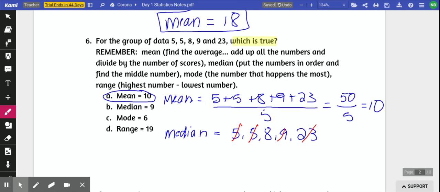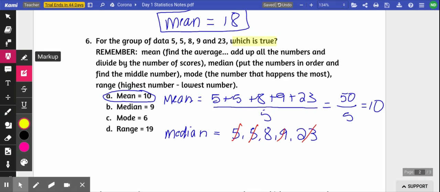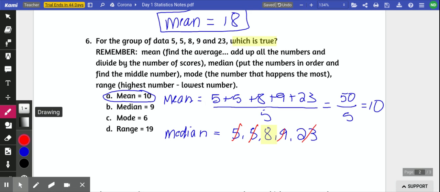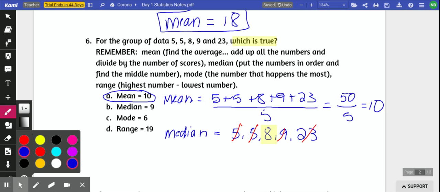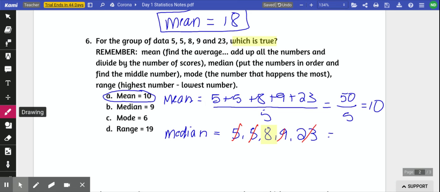So if you notice, again, I crossed out 2 numbers on the left and 2 numbers on the right, and I have 1 number in the center, which is what we want, which is 8. So my median of this set of data is 8. Now, if I look at choice B, it's saying the median is 9, so I know that's not true, so I know I can cross that off.